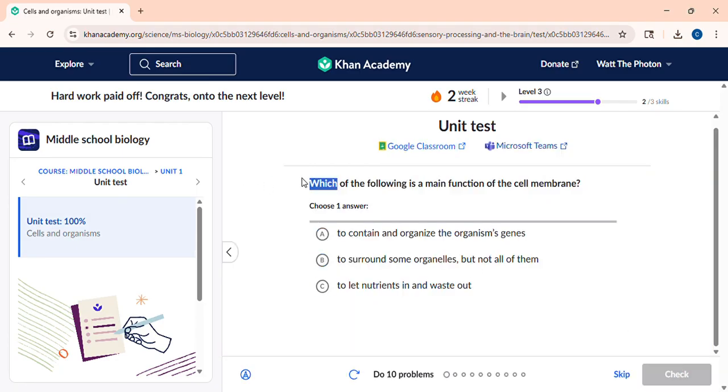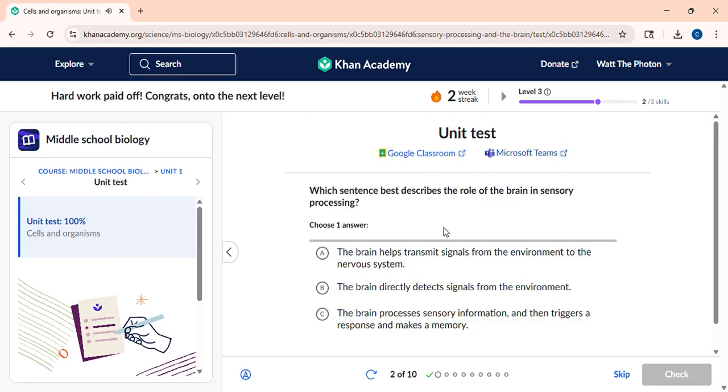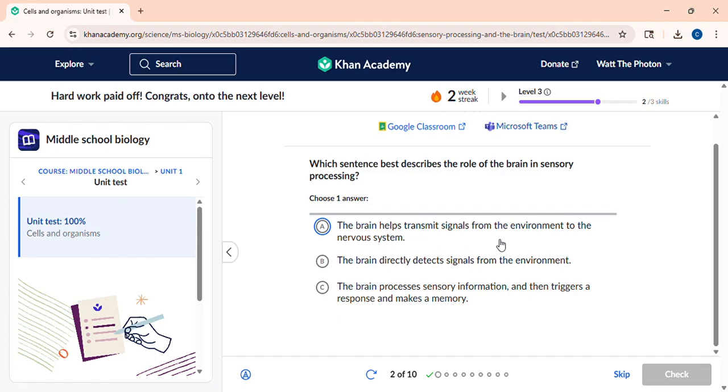Which of the following is the main function of the cell membrane? To contain... the role of the brain in sensory processing. The brain helps transmit signals from the environment to the nervous system.